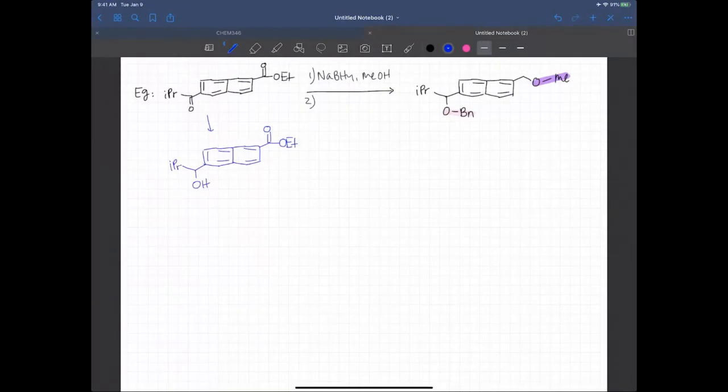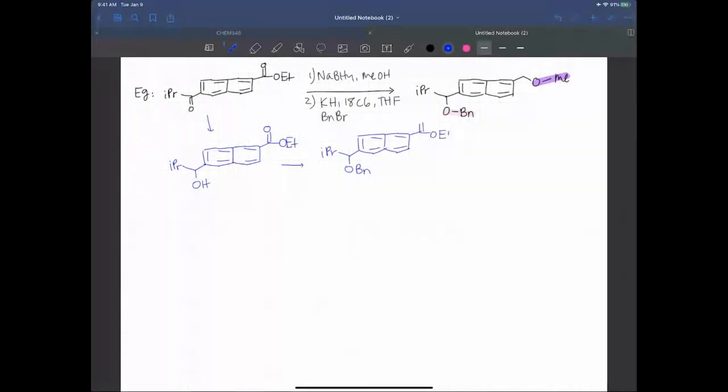So after that, we can do our Williamson ether synthesis to put benzoyl, right? So benzoyl bromide, before that, I keep forgetting. Strong base. So I'm going to use the usual benzoyl bromide to give me this here. So I have my benzoyl attached. And my ester remains intact.